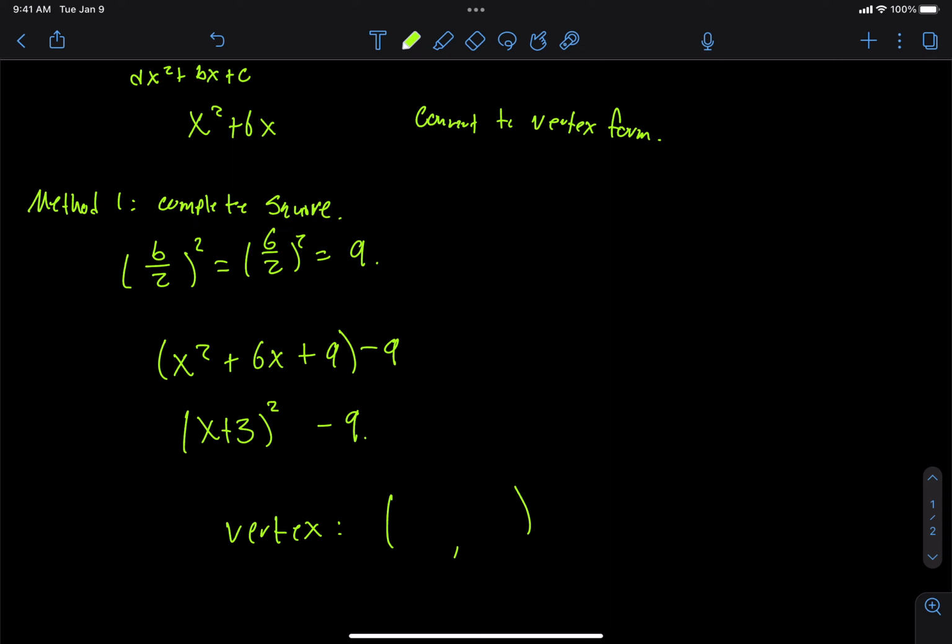How about the y value? What's the y value of the vertex? Yeah, -9.